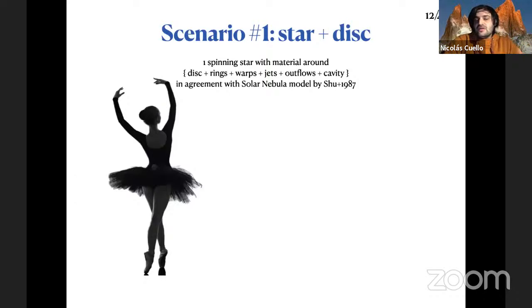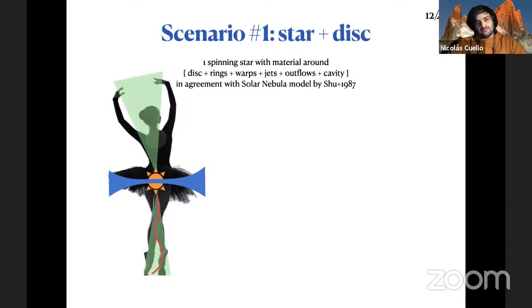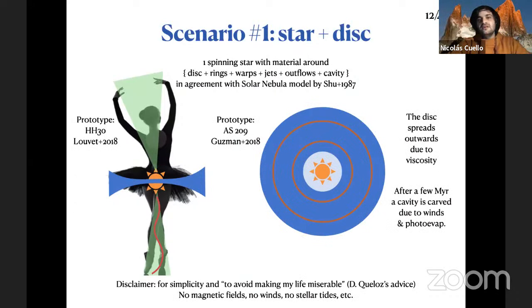We can have rings, we can have warps, jets, outflows, and a cavity. And this is in very good agreement with the picture of the solar nebula model proposed by Shu et al. in the 80s. So this is the view. You have a rotating star, you have outflows, you have a very nice disk edge on. But if we now look at this face-on view, this is what you might see.